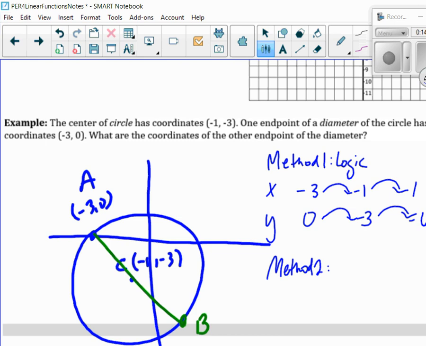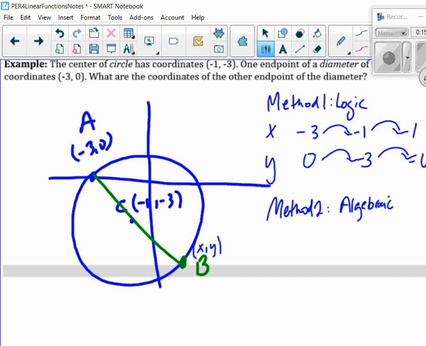Okay, here's another method. Again, if you didn't understand that, you can logic it out. I would call this one algebraic. Algebraic is you add up the two x's, divide by 2 to get the midpoint. So I'm going to pretend that this is just (x, y). Does everybody see -3 plus some x divided by 2 has to give me -1? I think that's what somebody said. They doubled the midpoint, right? So if you double it, -3 plus what gives me -2? So x has to be 1, right?